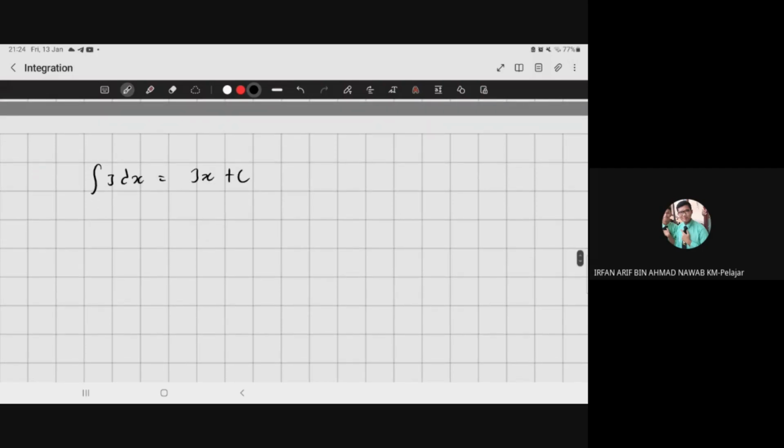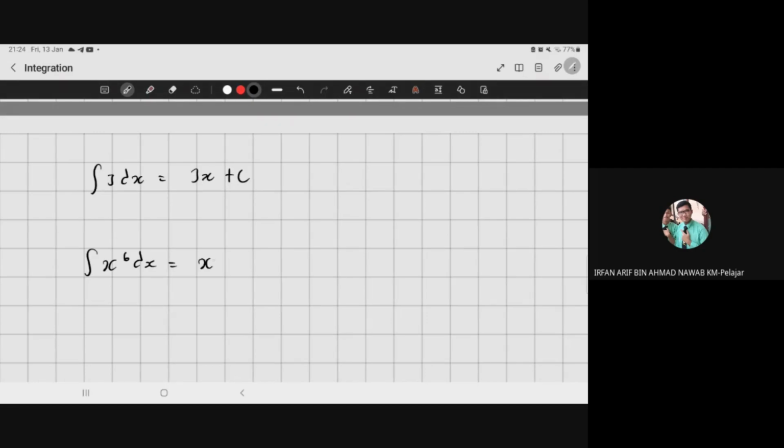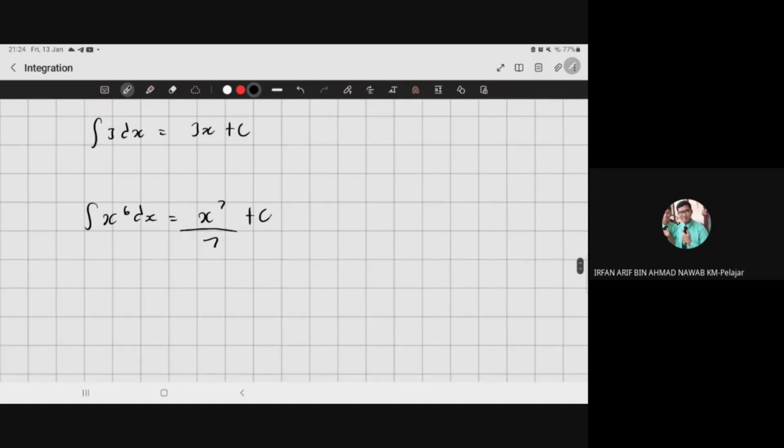Okay, and then we have exponents. We have another one, which is integrate x to the power 6 dx, where we apply the fourth rule, which is x to the power 7 over 7 plus c. Okay. And then how about this other one, which is integrate 1 over square root of x dx.